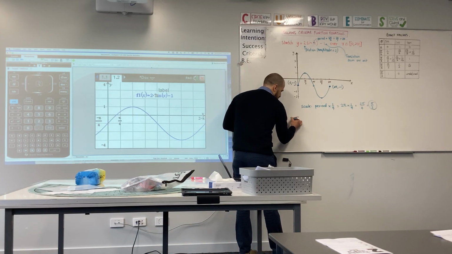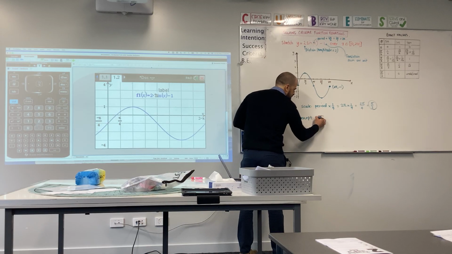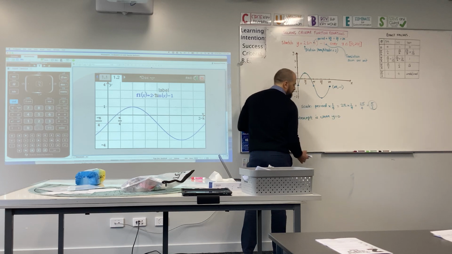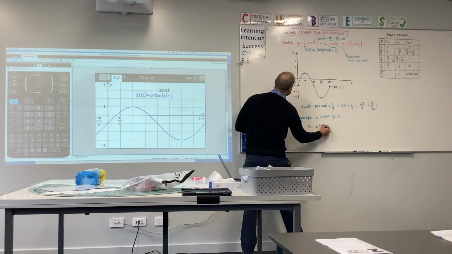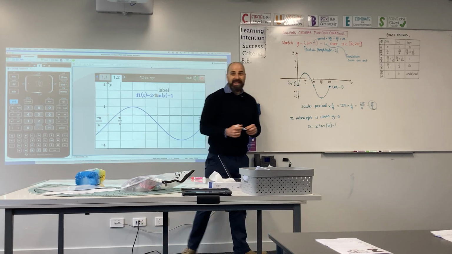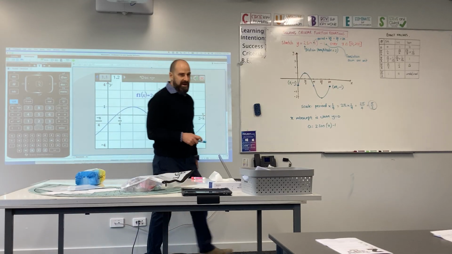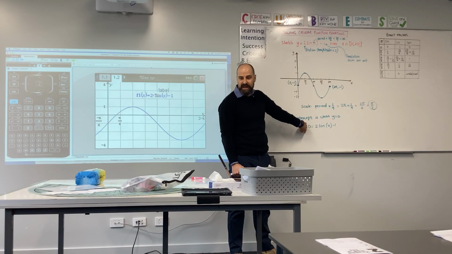Okay. X-intercept is when y equals 0. So I'm going to go 0 equals 2 sine of x minus 1. And that's about where I'm going to pause and not do any more on this graph, because this is something we haven't learnt how to do.